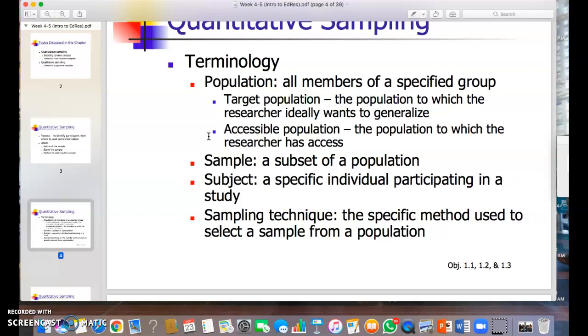And then we have the sample. A sample is a subset of the population. It's a part of the population. So why do we have to choose a sample? Because the population is a really large amount, so when we take the whole population, it will be really difficult for us. We also have the subject. A subject is a specific individual participating in a study, and we have the sampling technique, the specific method used to select a sample from a population.